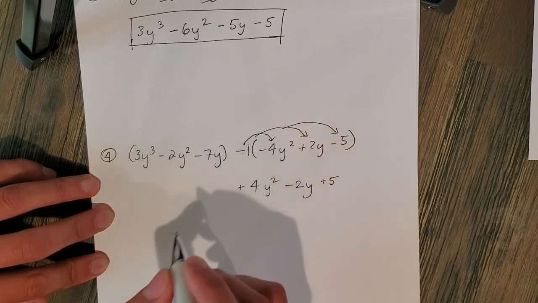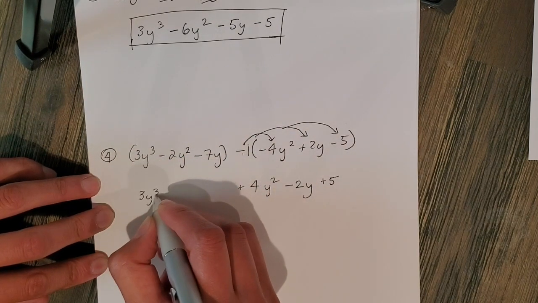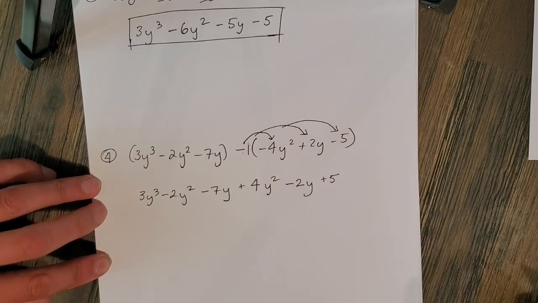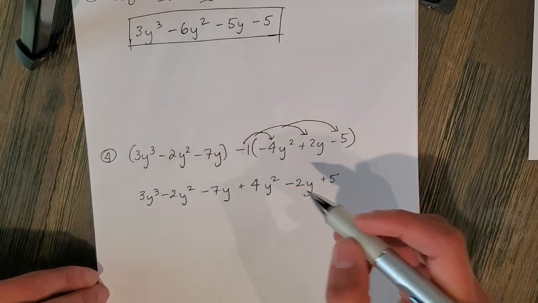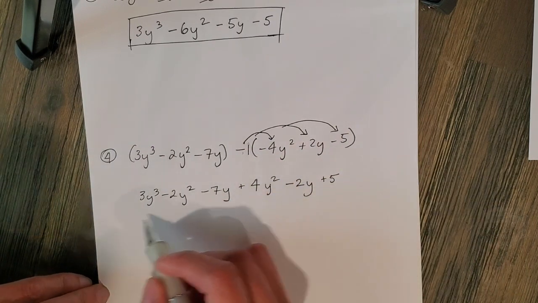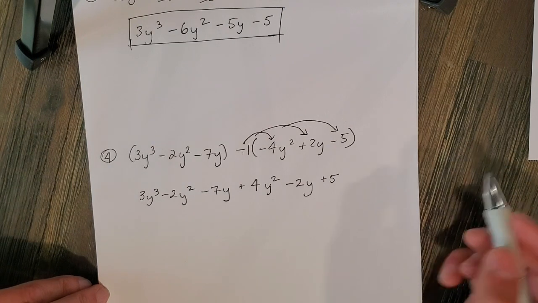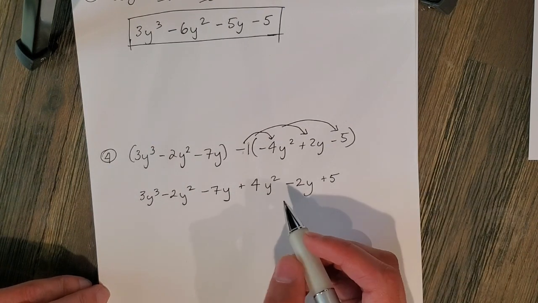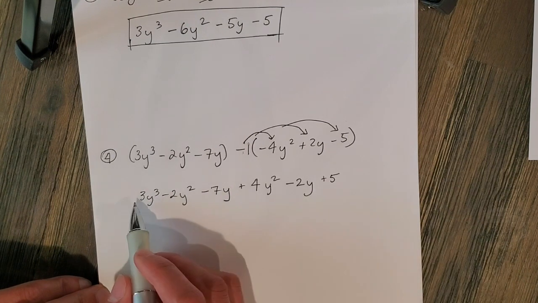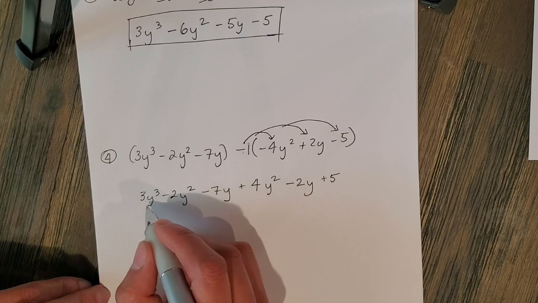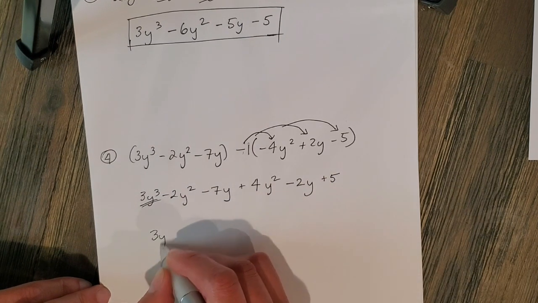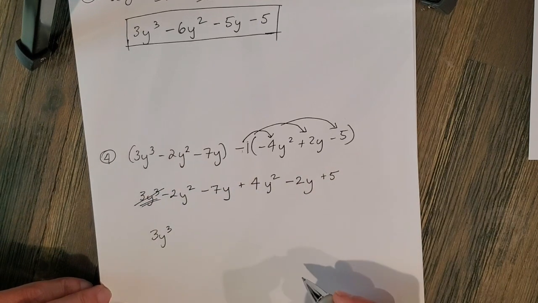I'm going to bring down the other polynomial without its parentheses. And I'm just going to leave it like that. I'm not going to put parentheses around the first polynomial and then around the second one and put the plus sign in between. I'm just going to go ahead and leave it as one long list of polynomials written there. I'm just going to go ahead and combine like terms just like this. So again, I look for the highest degree. That would be the 3y cubed. There is no other like term with it, so I bring it down as is.